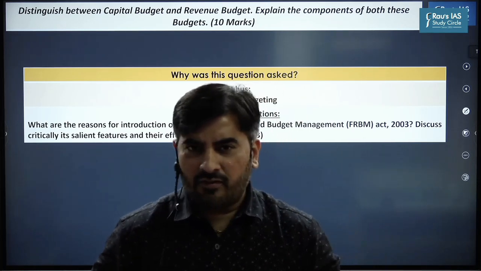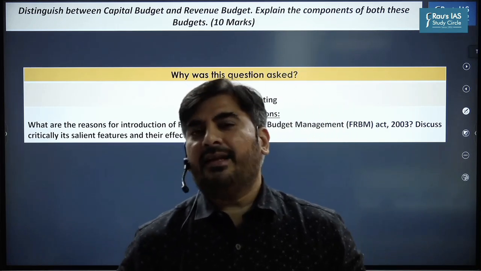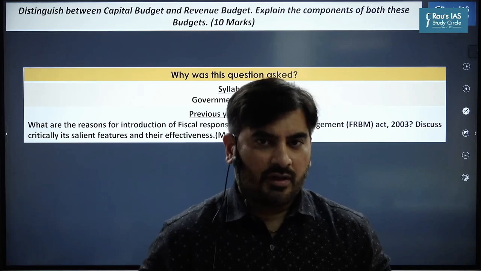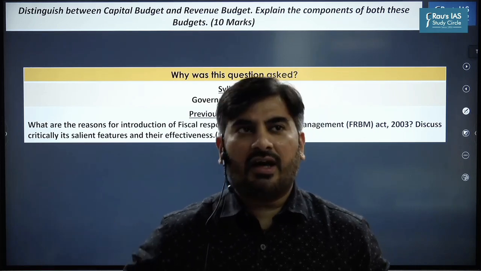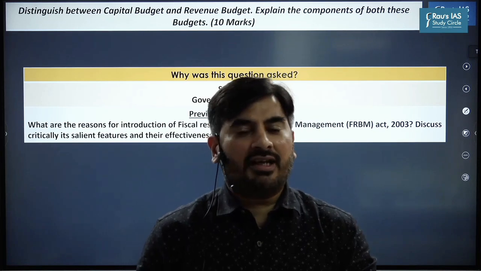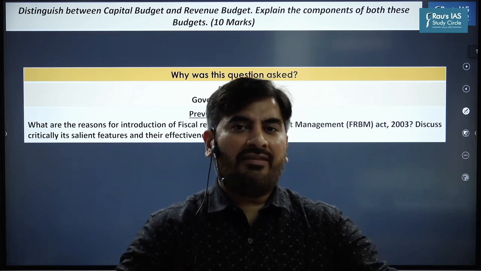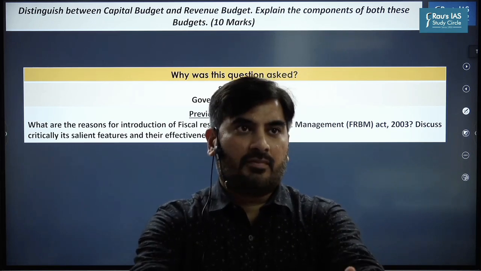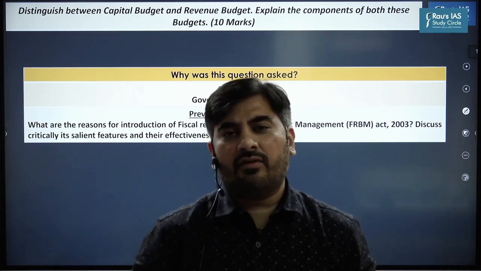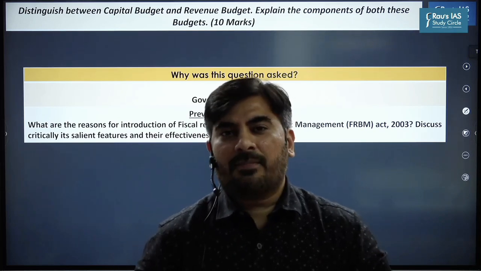It's a very straightforward answer. Most of the students who have prepared the Indian economy from the perspective of prelims would have written a very good answer to this particular question about the difference between capital budget and revenue budget. But I will also tell you how you could have enriched your answer, apart from the basic points which everyone would have incorporated. So let me give you the background here.